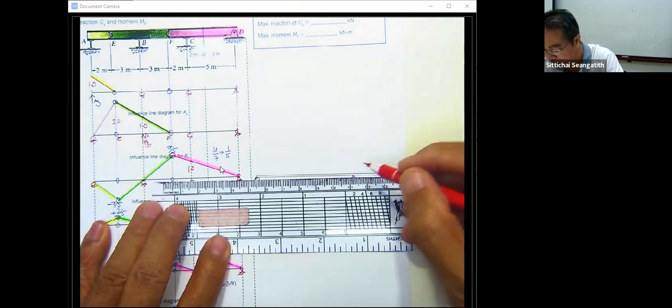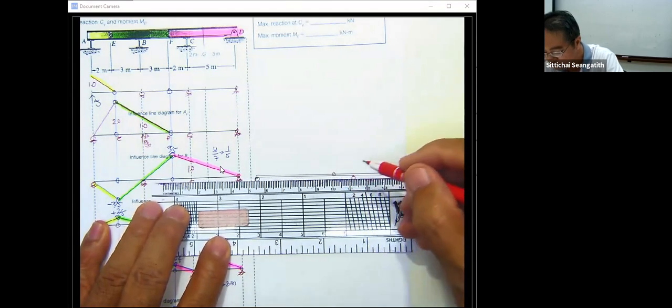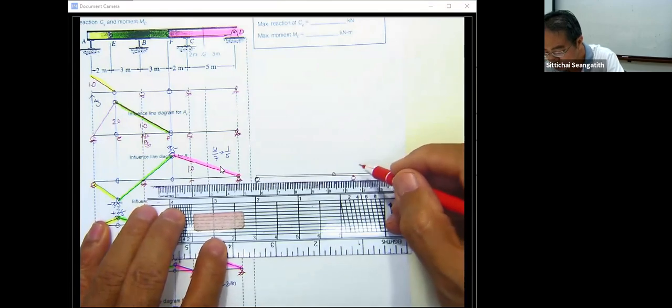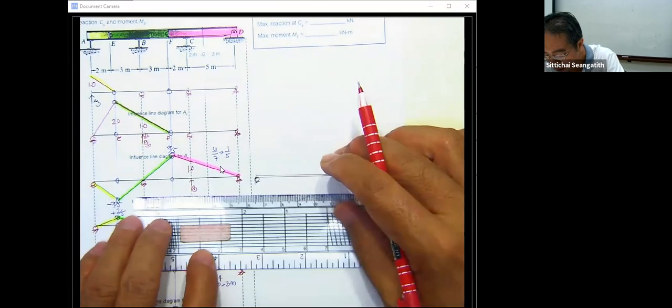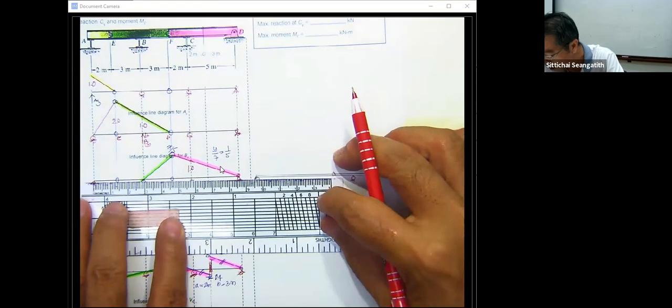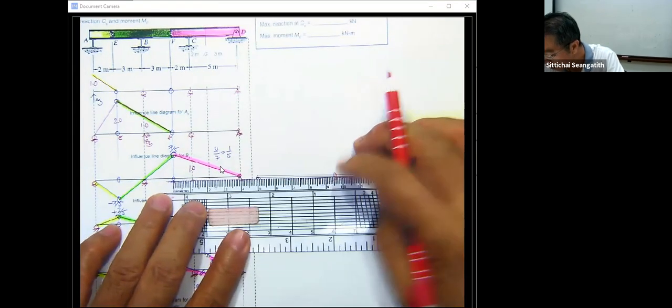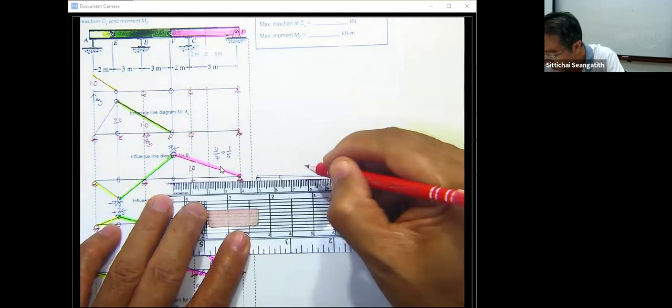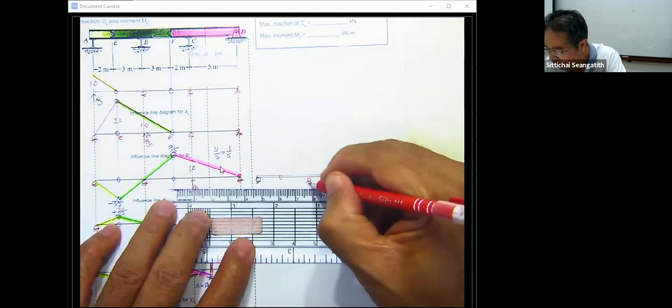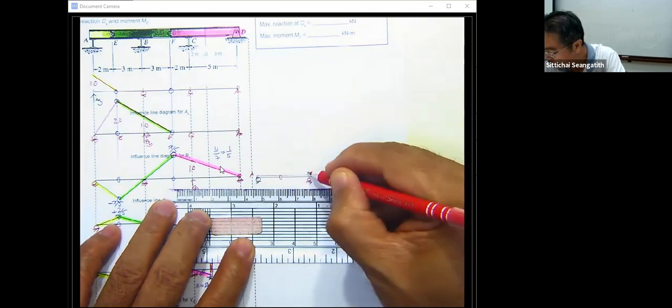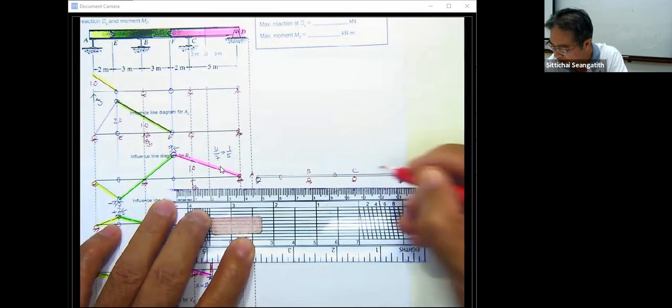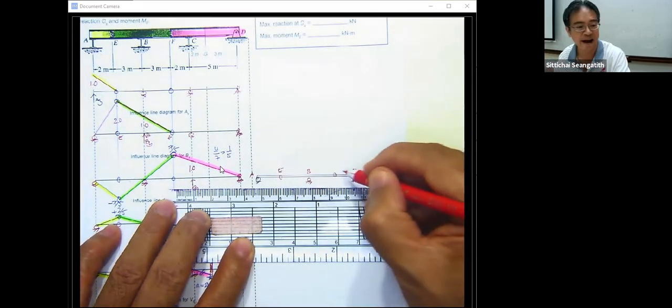This is going to be the hinge, and we have 1.3, 2, and 3, 1.4 and 3, 1.4, and then this is 3. Okay, this is A, this is B, this is C, this is D, this is E, and this is F.